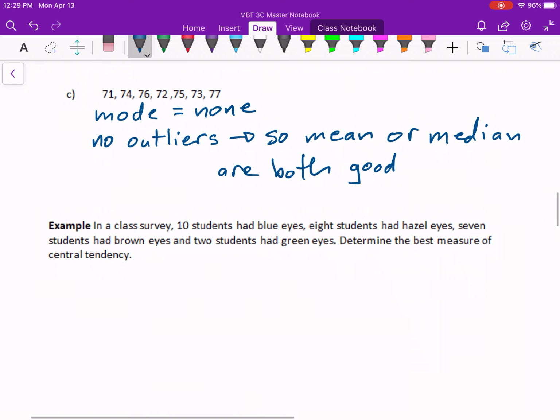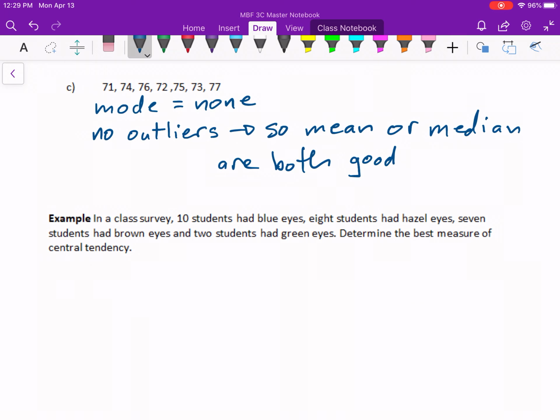Last example. In a class survey, 10 students had blue eyes, 8 students had hazel eyes, 7 students had brown eyes, and 2 students had green eyes. Determine the best measure of central tendency. Okay? Well, this is categorical data, so we have to go with the mode. We talk about the 10 students who have blue eyes being the most common eye color in this case. So we can't have an average, we can't have a median in this case. It simply wouldn't make sense.